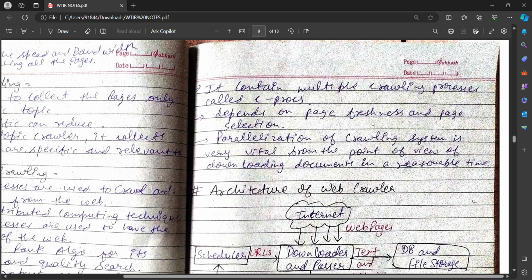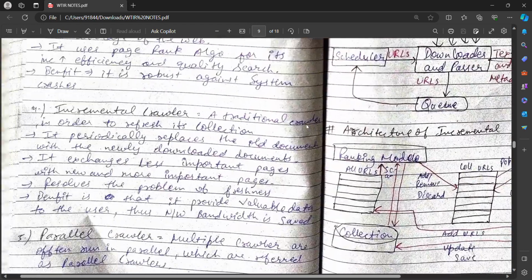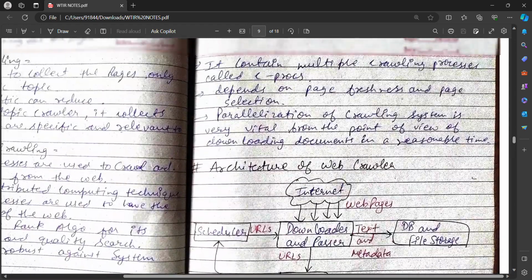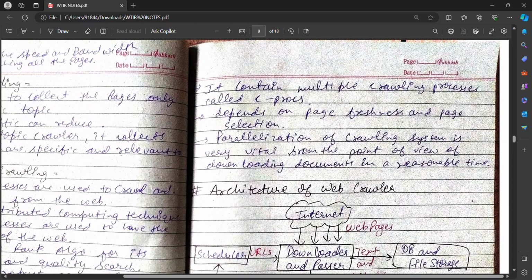It depends on page freshness and page selection. Parallelization of the crawling system is very vital from the point of view of downloading documents in a reasonable time. These are some important main points, written in very simple language that you can easily understand. I have made my notes in a way that you can easily remember, learn, and write in your exam.